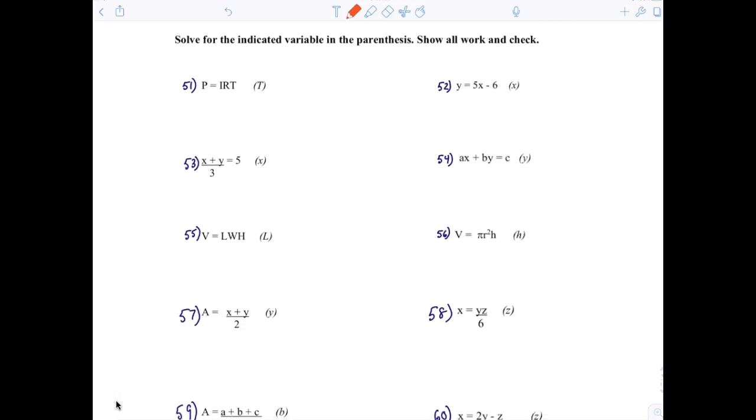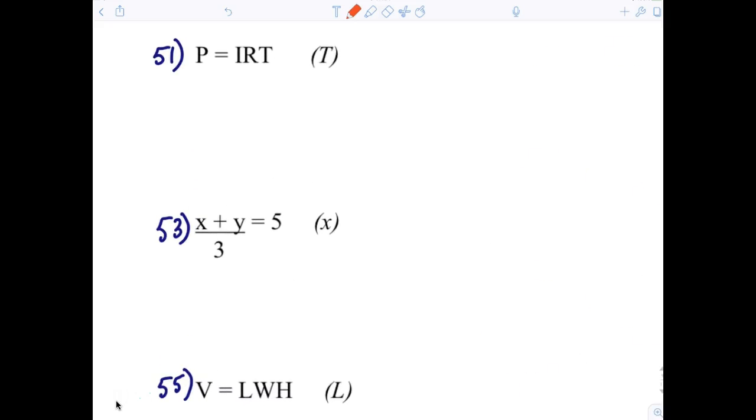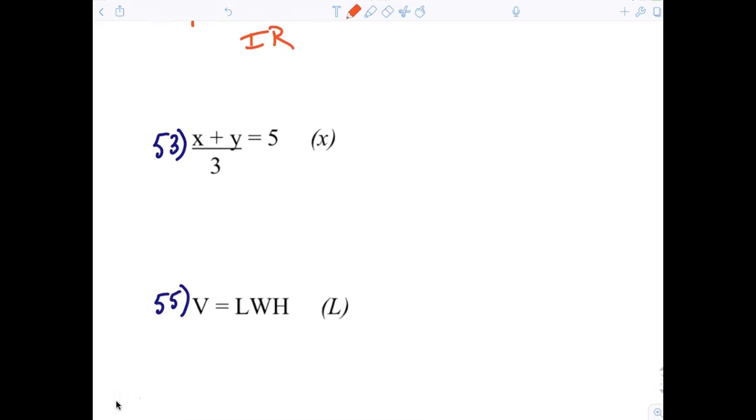All right, here we go. Now, solving for variables, solving for t. Please listen. All of these are held together by multiplication. So all I have to do is divide. So you should be able to easily see that t is just p over what? I R. Number 53, if I'm solving for x, the first thing I'm going to do is get rid of dividing by 3, which would require me to what? Multiply by 3. So x plus y equals 15. Now I have to get rid of the y, so it's going to be x equals 15 minus y.